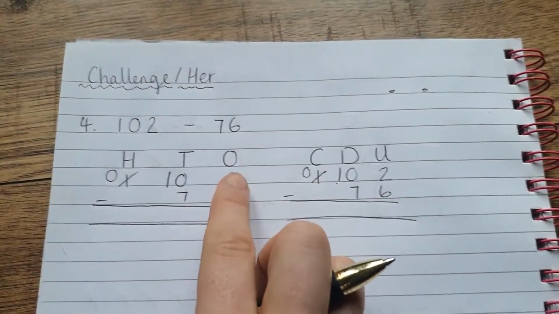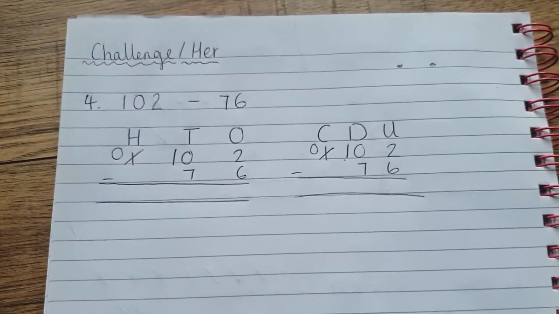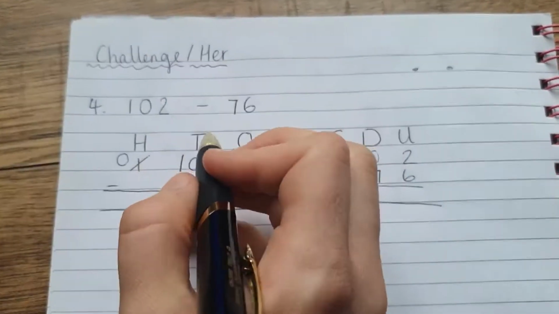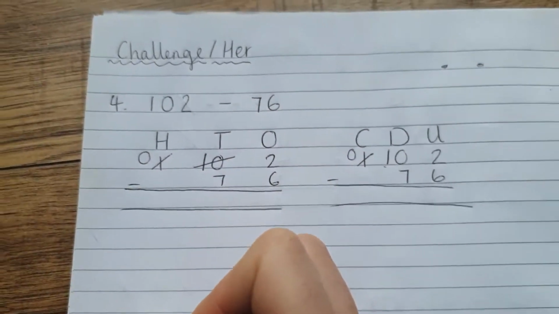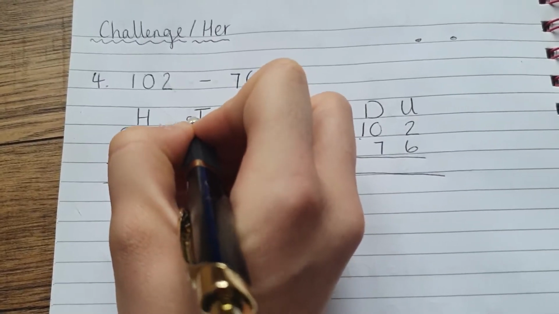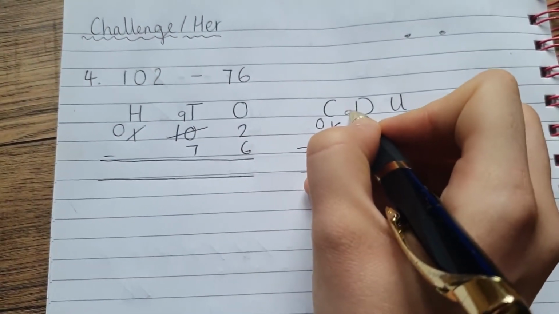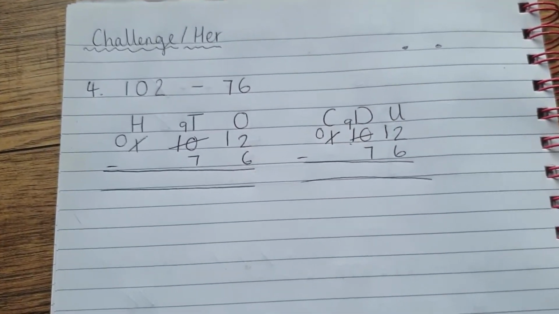However, we are still lacking in the ones. So we ask Mr. 10 now, please can we borrow a 10 from you? He's got plenty here. He says, yes, of course you can. We take a 10 away from 100, leaves us with 90. And we take that borrowed 10 and we place it straight in front of the ones.